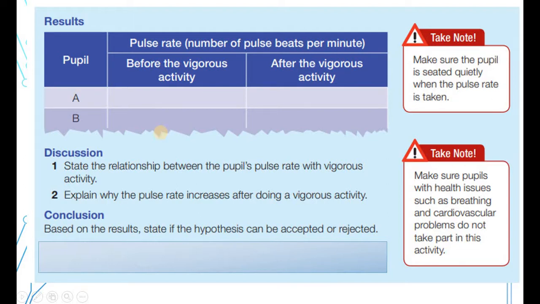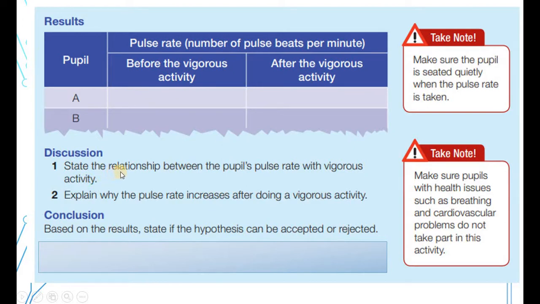Okay, follow the methods of how to draw the bar chart that we discussed in 1.3. Just go through it again, right? How to draw a bar chart. Then after you draw a bar chart on the graph paper, you have to write the discussion. You write the question and answer the question. For example, state the relationship between the pupil's pulse rate and vigorous activity.